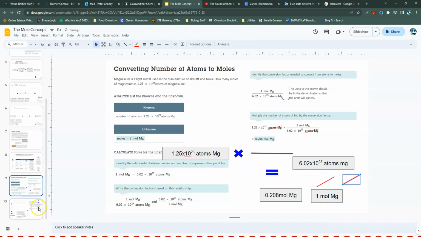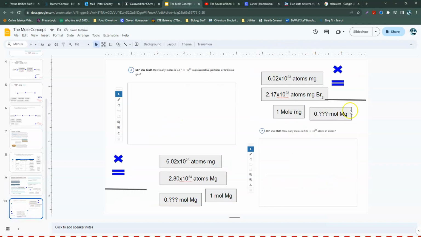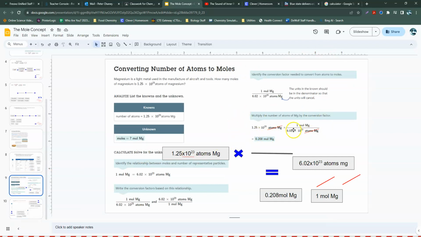And then the very last thing on this slide deck is that we are calculating for both of these. 2.17 times 10 to the 23rd. We're going to set them up exactly like this right here so that you can solve for them. And that's it. So that's kind of the tutorial to get this set up.